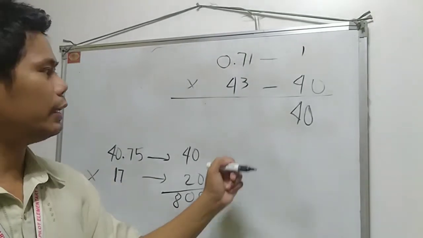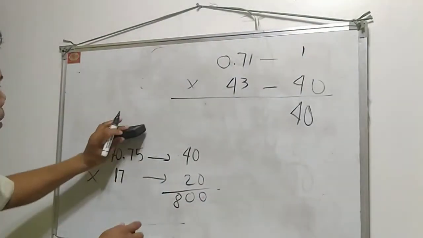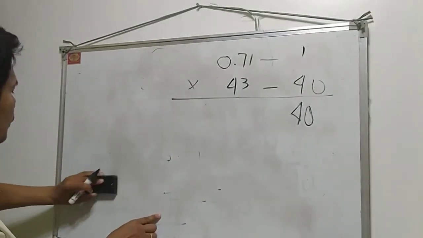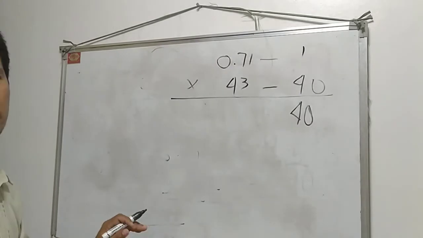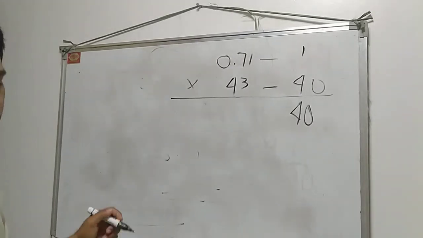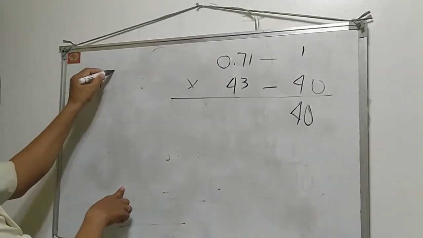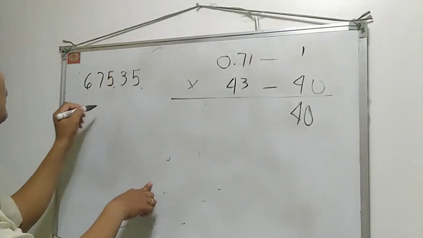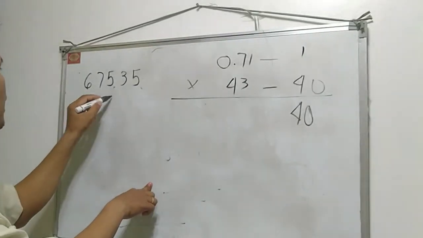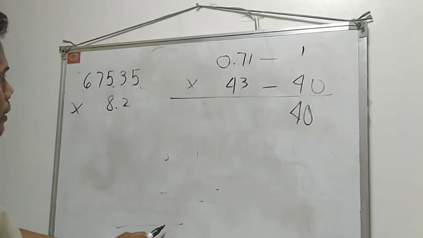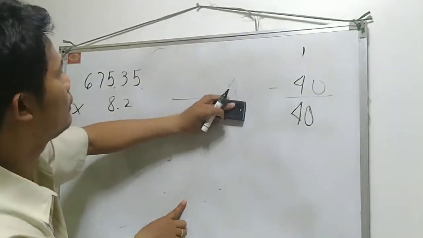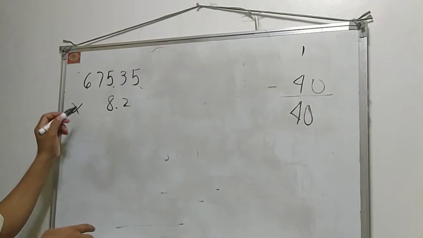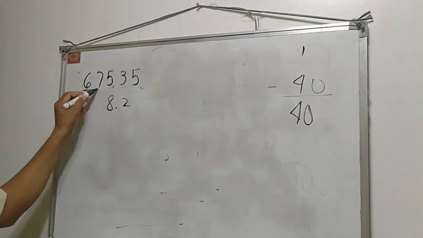Okay, let's have another one. So erase ko muna to. Basta i-round off natin to the nearest whole number. So, let's have this 675 and 35 hundredths times 8 and 2 tenths. So, ayan. So, our whole number is 6. Ang nasa right niya is 7.